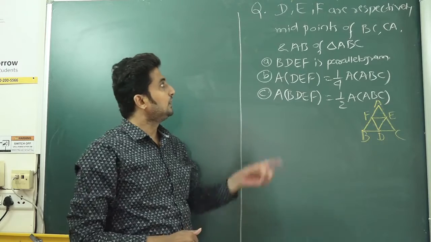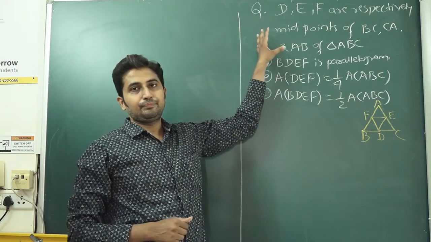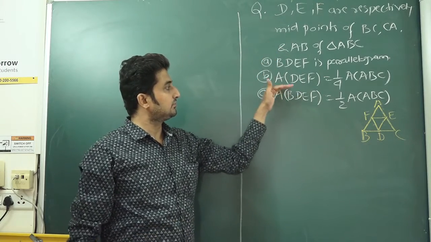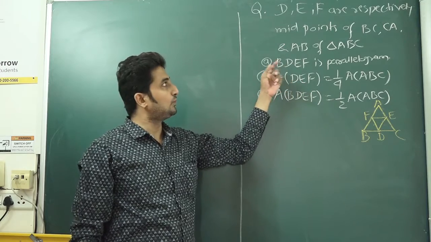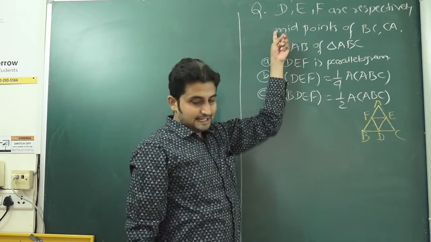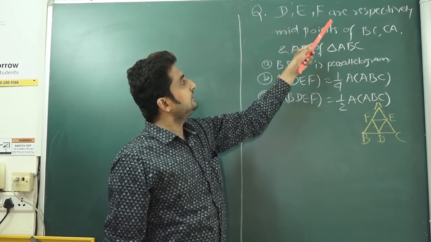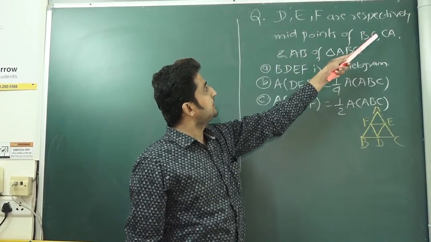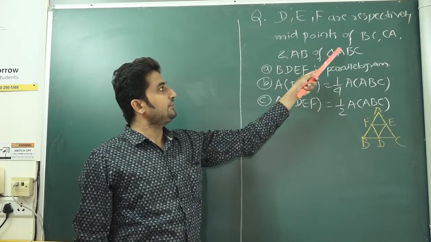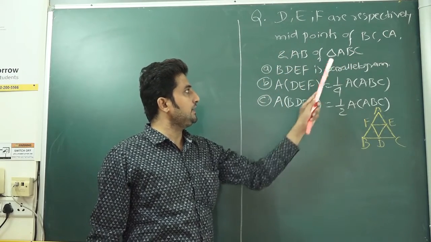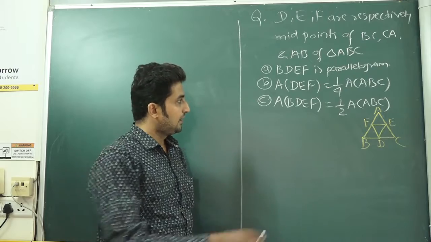In this video we will discuss this question. We have to prove some results here. So watch this. It is given that D, E, F are respectively the midpoints of BC, CA and AB of triangle ABC.